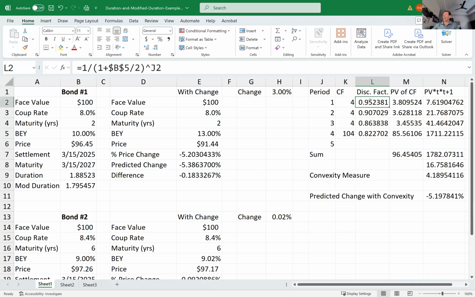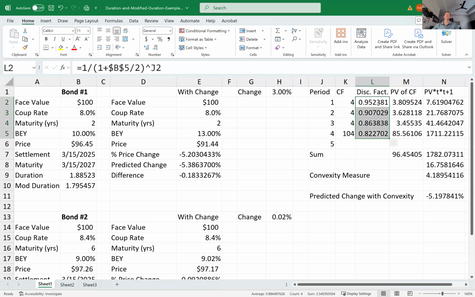These are the discount factors. Discount factors are simply going to be 1 over R raised to the T, okay? R is the semi-annual yield. So there's my yield to maturity divided by 2 raised to the T. That's to the first power. Here is going to be 1 over R raised to the T, where T is the second power, okay? And so forth. So these are the discount factors.